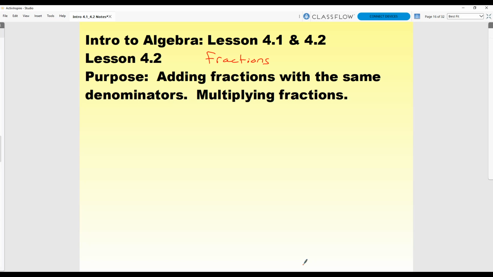All right, intro to algebra class. Here is our second lesson for today. Now we're going to be looking at 4.2. Still deals with fractions. All of Unit 4 is going to be fractions.